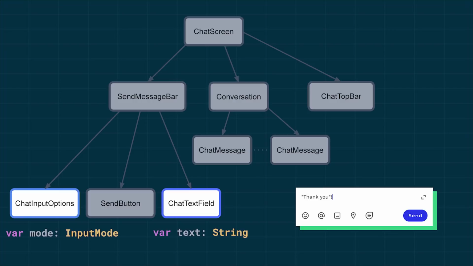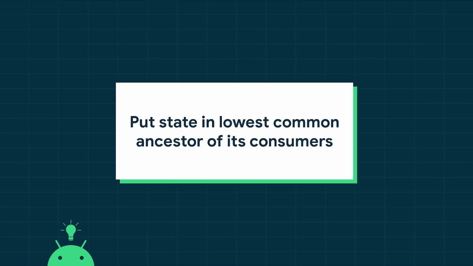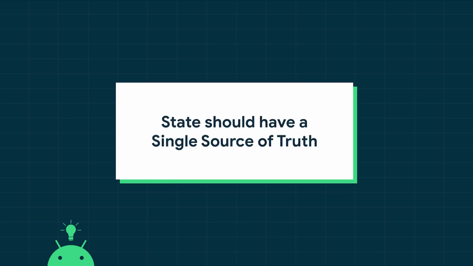So as a result, we need to move or lift this state up the tree a little bit. As a rule of thumb, we want to put state in the lowest part of the tree where it's still accessible to all of the things that need it, but no lower than that. And this is related to the fact that we want to have a single source of truth for all states. We never want to have to synchronize two states that are meant to represent the same thing.